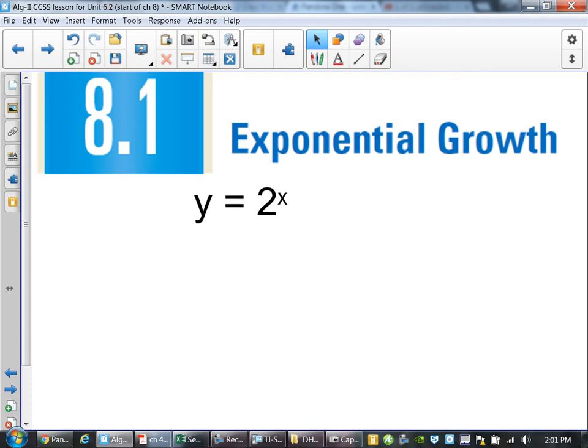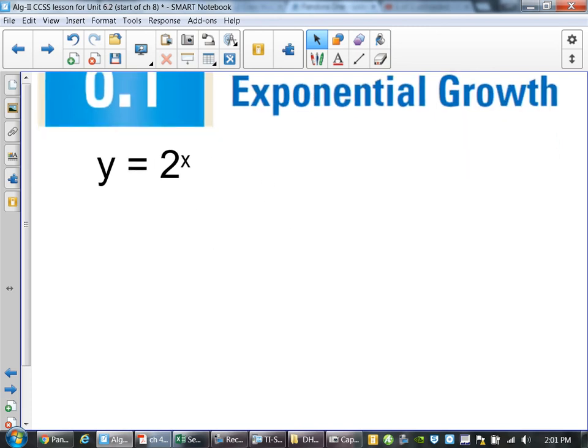We made a table set of values. Okay? We do the exact same thing here. So if I start with y equals 2 to the x, think about it.